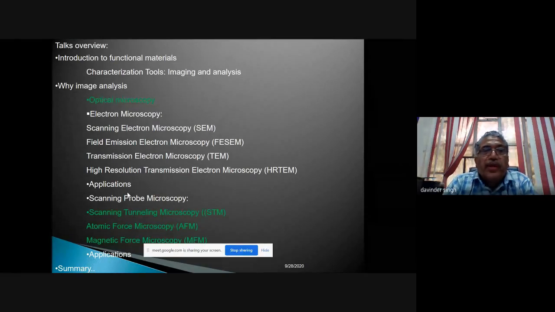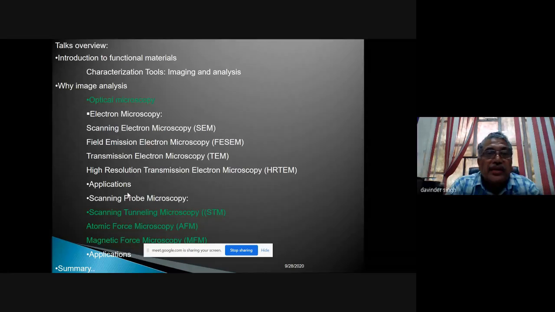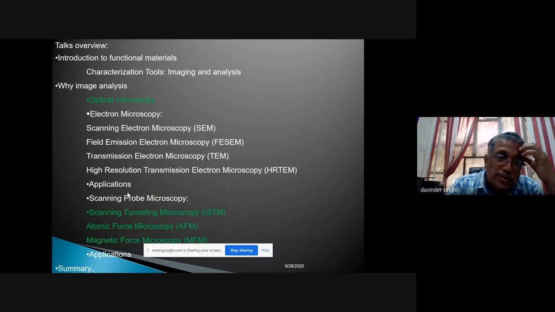Type of microscopy we are dealing with. So, very common optical microscopy I will cover. Then I will try electron microscopy, maybe SEM, FESEM, TEM, or HRTEM, whatever the case, is almost a similar type of electron microscopy and optical microscopy.